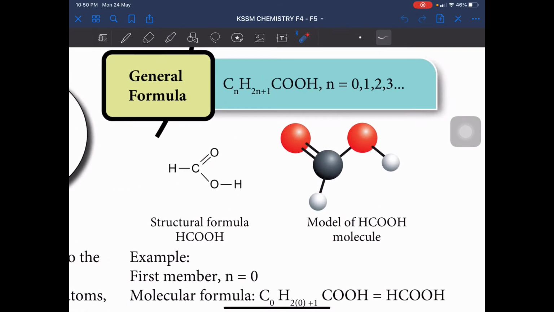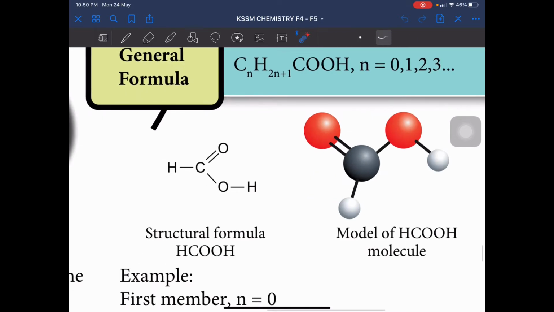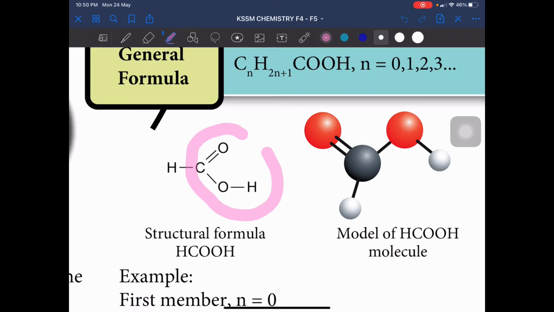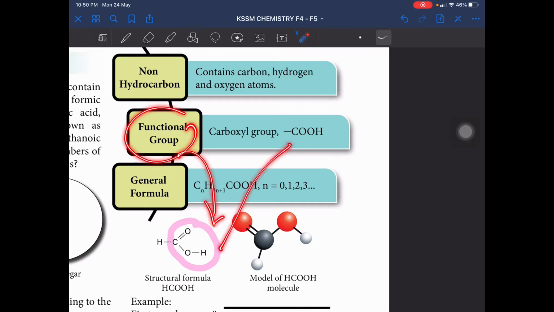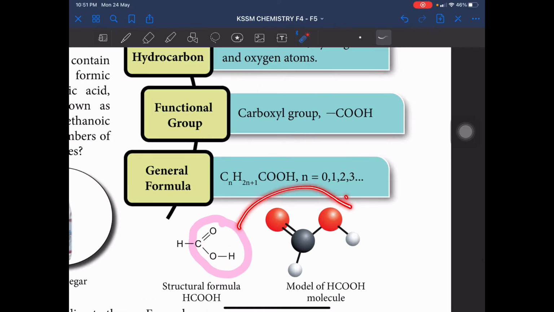This is the structural formula for the first member of carboxylic acid. Okay, look at this structure over here. I will highlight it here. This is the functional group. So this is how you draw it. Okay, there is a double bond from C to O, and then a single bond from C to OH. If you want to draw it this way, H and then C double bond O, OH, also correct, also accepted. Like this, also accepted. As long as you still remember the rules, okay?